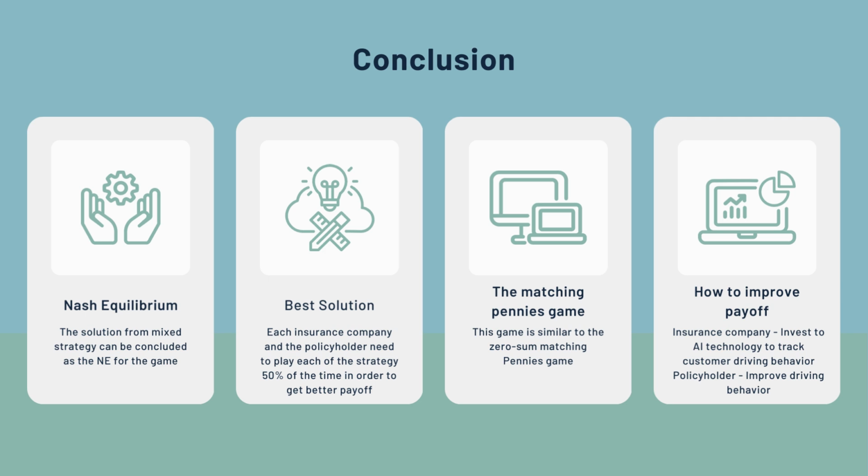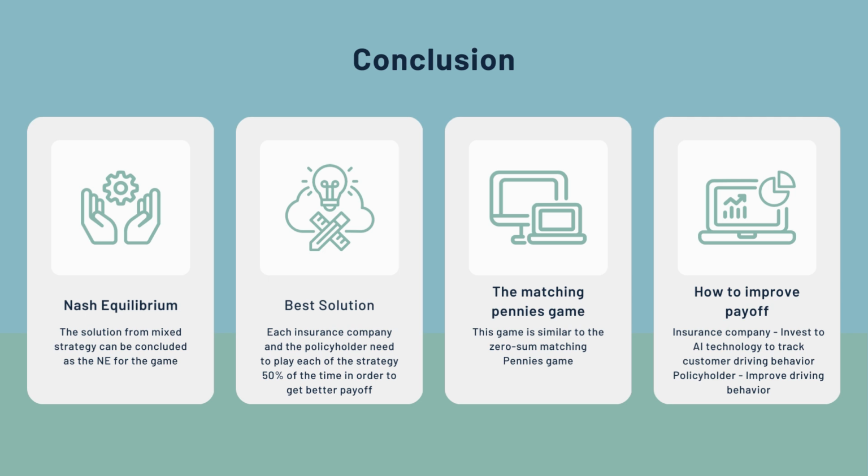So how can each player improve their payoff? One thing the insurance company can do is invest in some kind of AI. There are apps available online that we can install on our phone that track our driving behavior. This is an AI technology with some gamification. If they travel fewer miles, they can get a discount, because one study mentioned that if we travel longer, we have a higher probability of facing an accident.